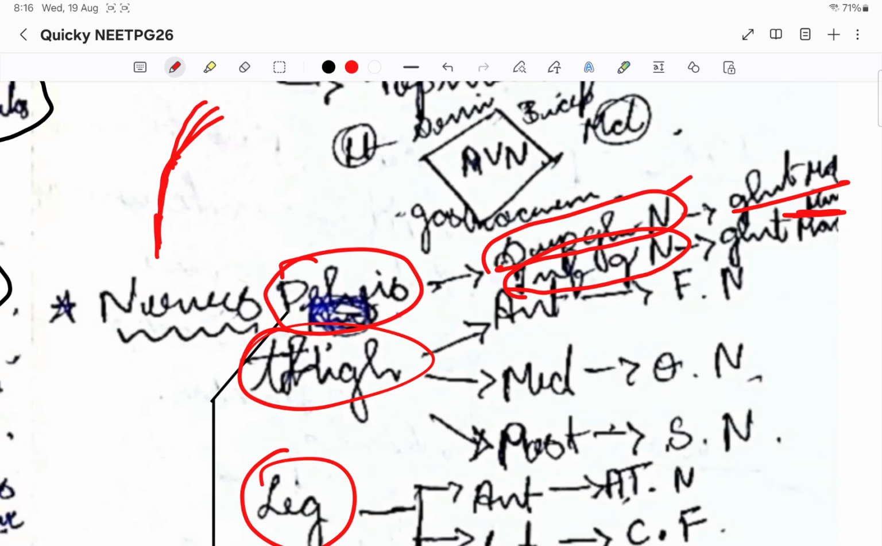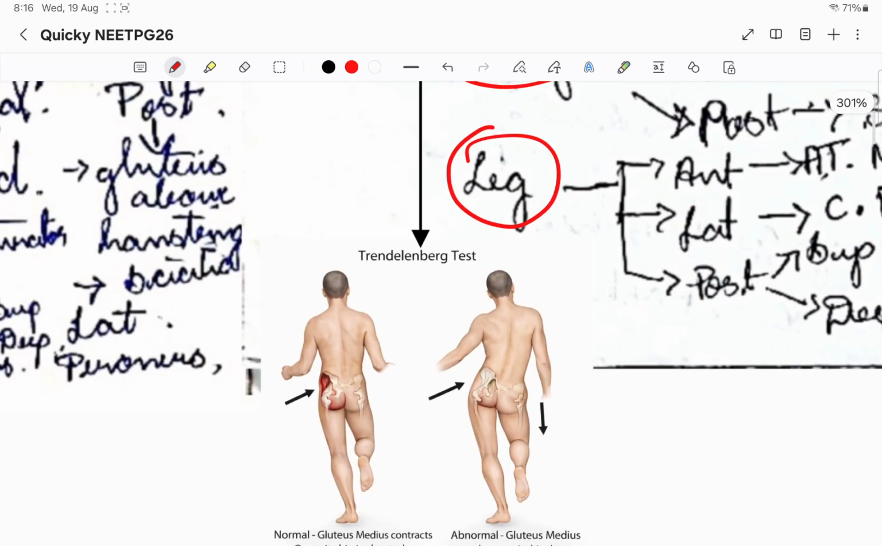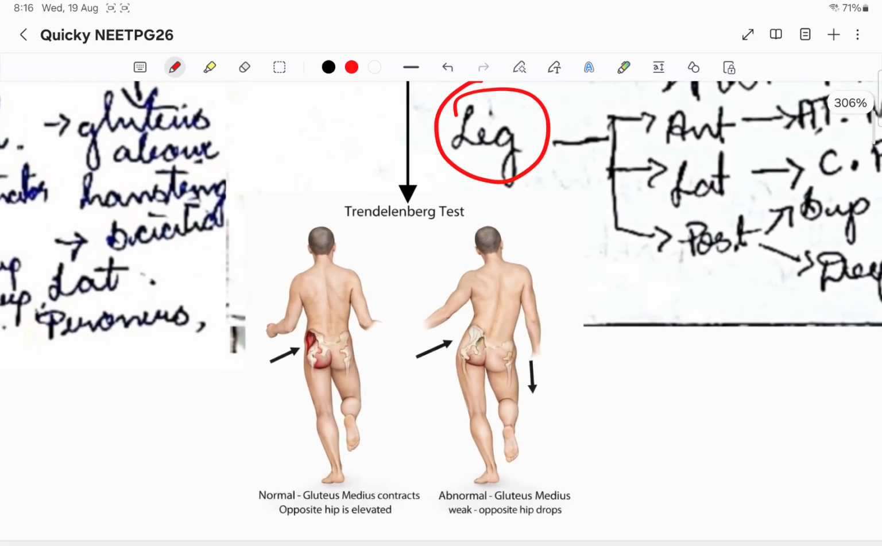These two muscles, the gluteus medius and minimus, are supplied by the superior gluteal nerve, not the inferior. Please remember this. You'll definitely get confused in your exams whether it is superior or inferior. It is the superior gluteal nerve which supplies the medius and minimus.